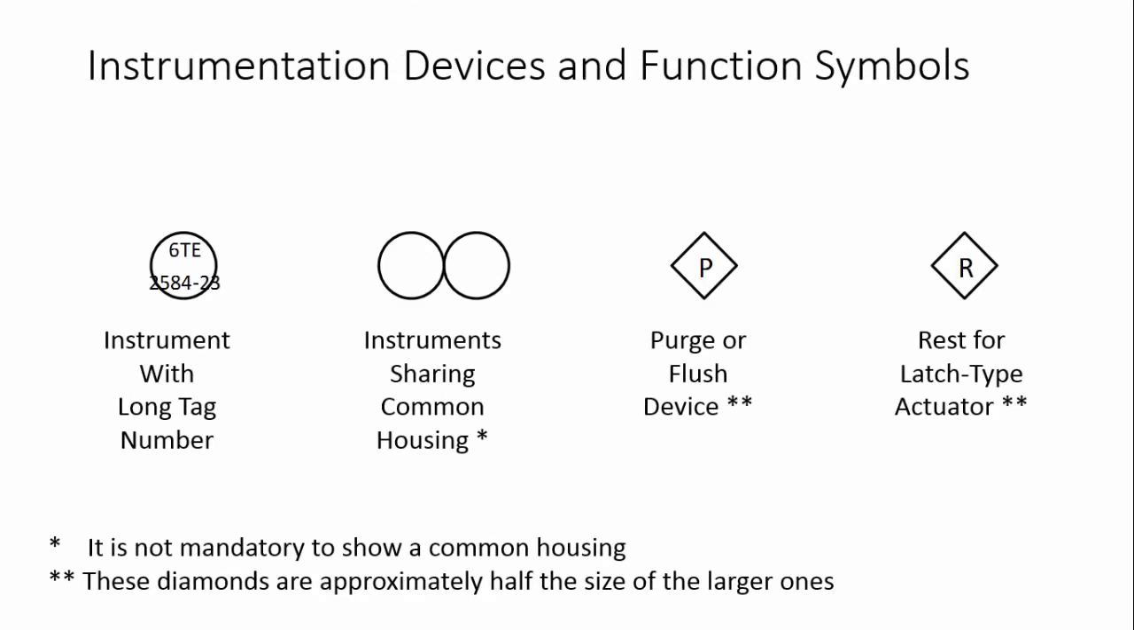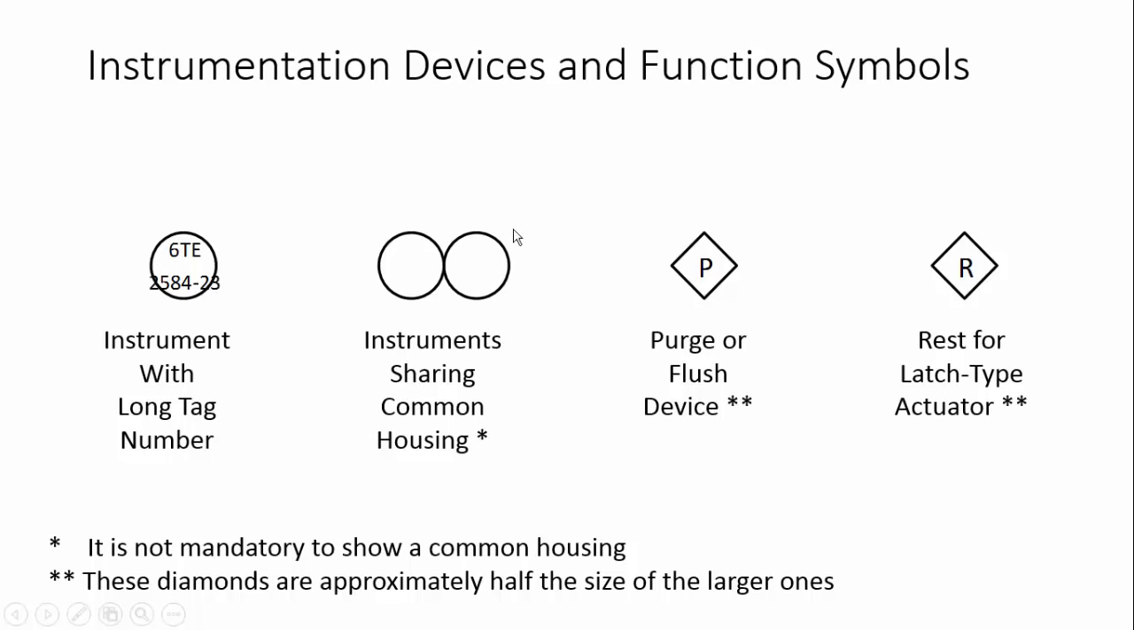There are then some symbols that are different than what we just saw. This first symbol here is a discrete instrument that we can go by. It's mounted in the field, but what this is showing you is that it is an instrument with a very long tag number. Remember, I mentioned that a long tag number is not very good because, as you can see, the tag number itself is running outside of the symbol, and it actually gets very difficult to read.